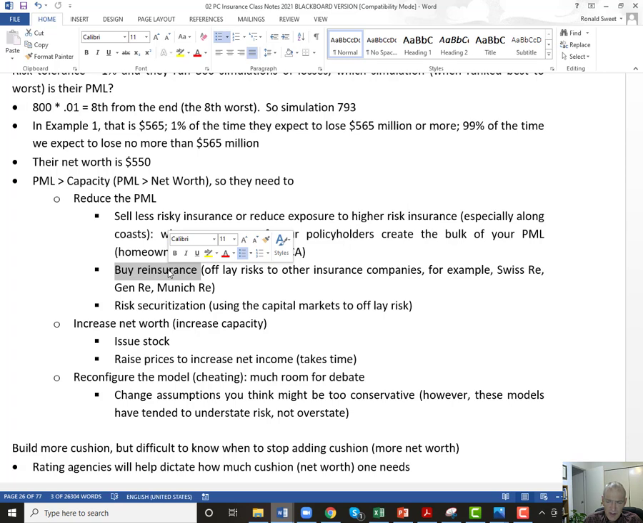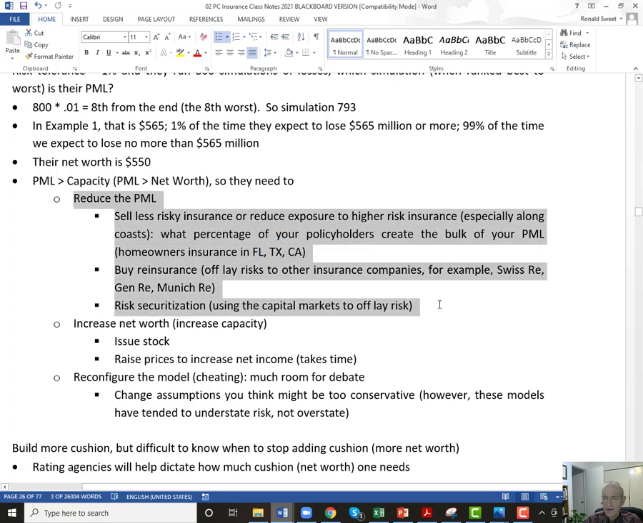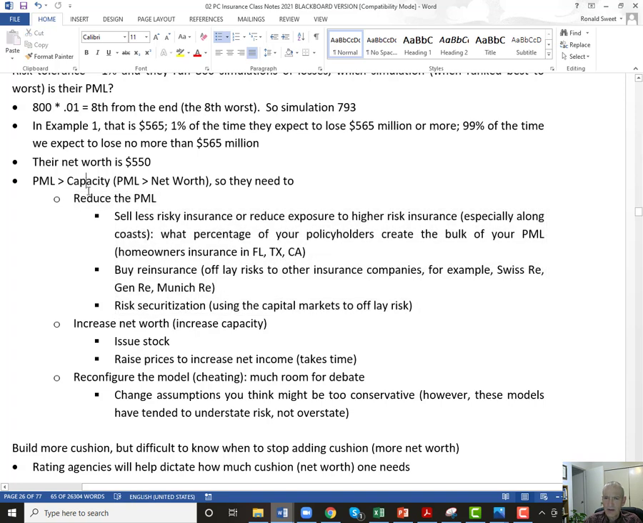And then the last thing you do is risk securitization. It's something that actually UTSA was the first to do, the inventor of this. We're going to actually do a math problem doing risk securitization. So we'll see how that works with real life numbers. Risk securitization is somewhat like doing reinsurance, but not doing it with reinsurance companies. It's doing it with the capital markets. So we'll look at what catastrophe bonds are and how they work. So there's your first thing. You take enough of the PML off so that you're within your capacity.